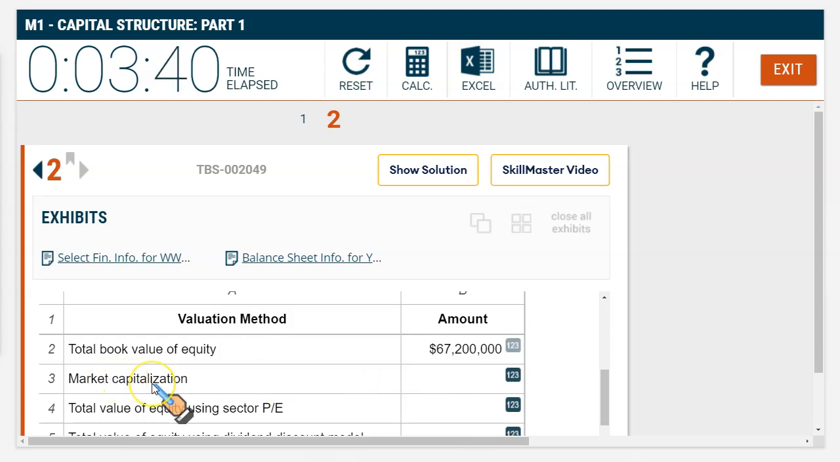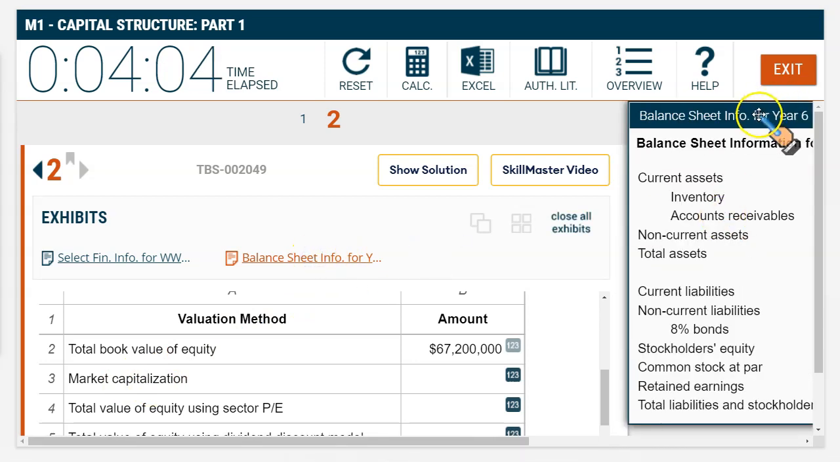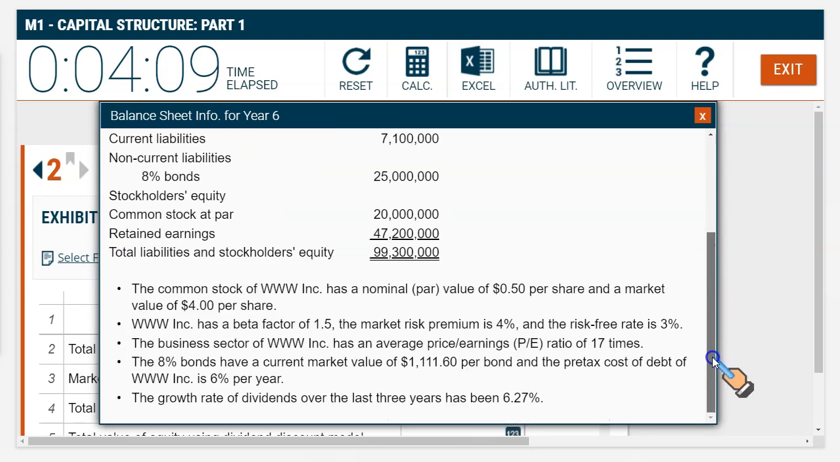Market capitalization. Okay, so for market capitalization, we will have to use the balance sheet because there was some information given at the bottom of this exhibit. Now look at this. The common stock of this company has a nominal par of 0.5 face value and a market value of 4. Now this is what you need to calculate the market capitalization.